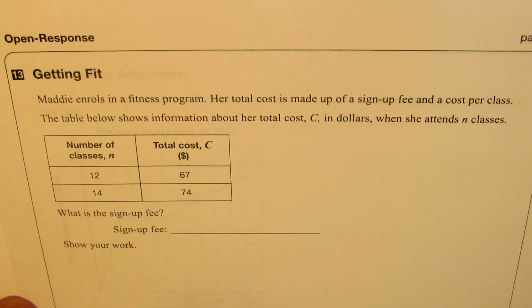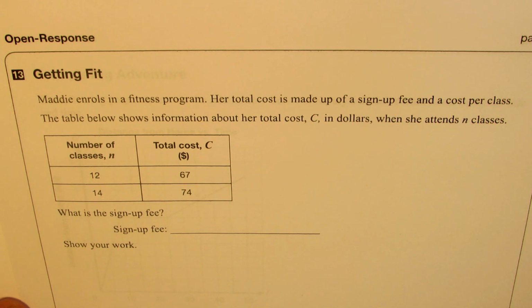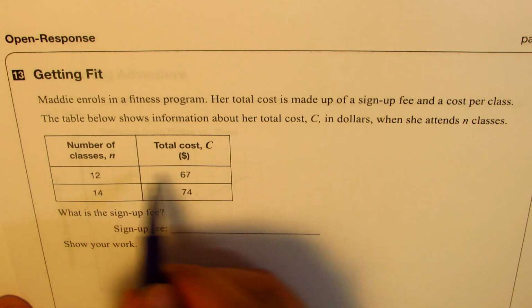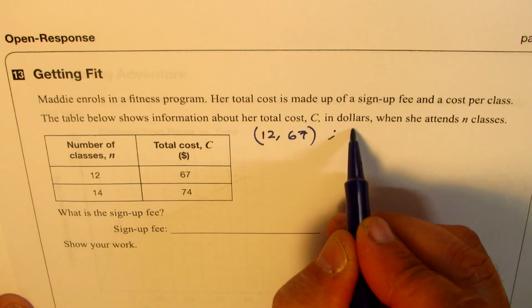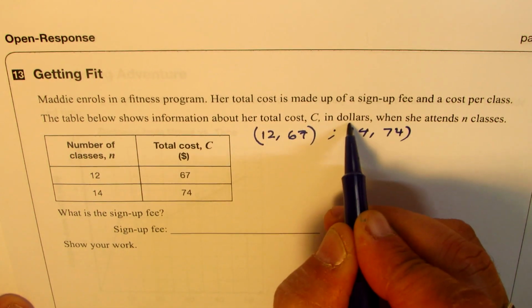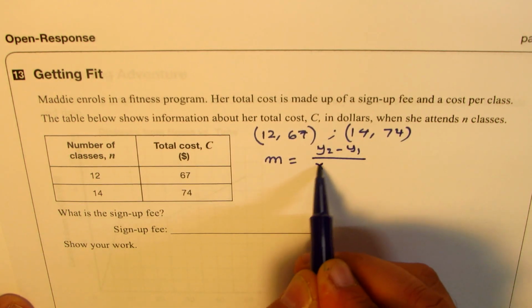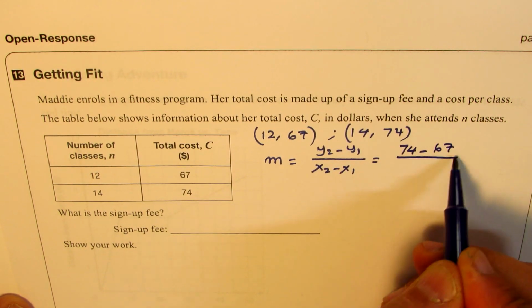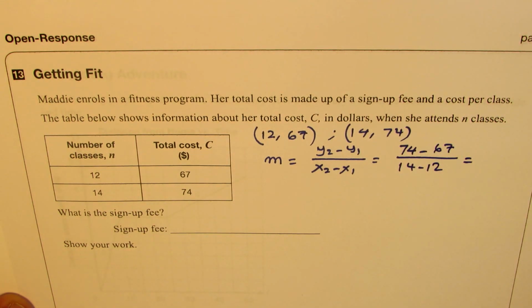Okay. So since we are given that this is a linear relation, right? In that case, we can find the slope and the equation, correct? So using these 2 points, 12 and 67 is one point given to you. The other one is 14, 74, correct? The slope m will be y2 minus y1 over x2 minus x1. So it will be 74 minus 67 divided by 14 minus 12. Correct?